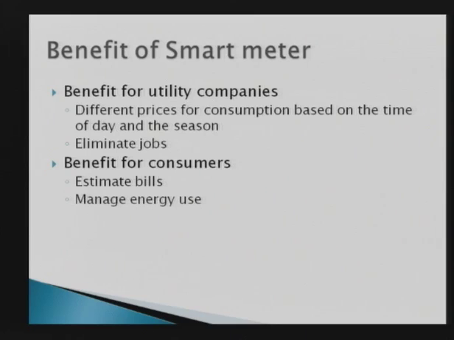So first, the utility company wants smart meters. The main reason is that using smart meters, they can set different prices for consumption based on the time of day and the seasons. Based on that pricing policy, they can encourage customers to adjust their consumption habits to be more responsive to the market. For example, they may reward the customers who shift the energy usage to the off-peak period. And by doing this, they can balance the consumption usage to some extent.